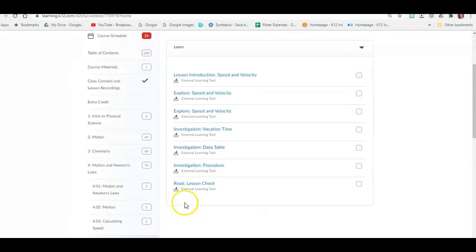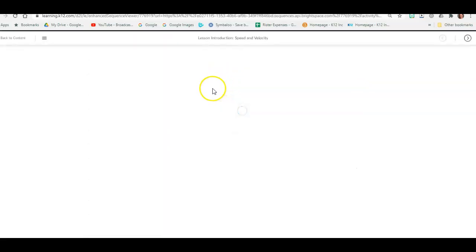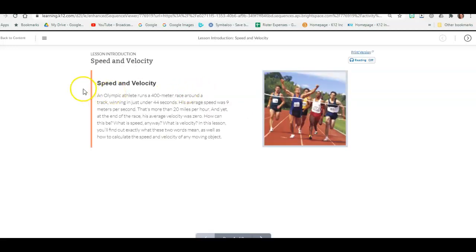All right, as we get into the lesson, let's go ahead and get started. So speed and velocity, you've talked a little bit about both of those and the difference. So let's look at this example.